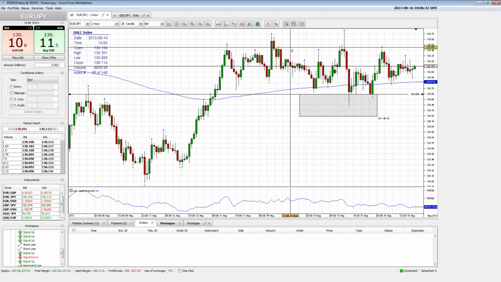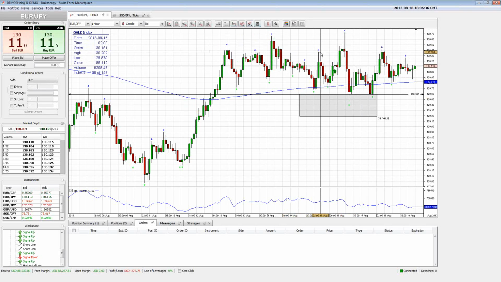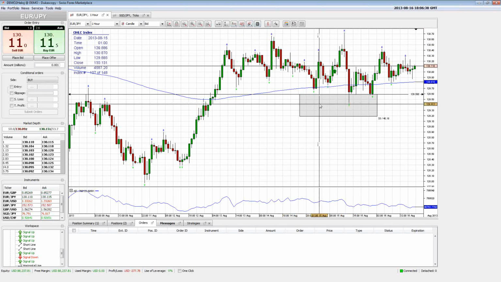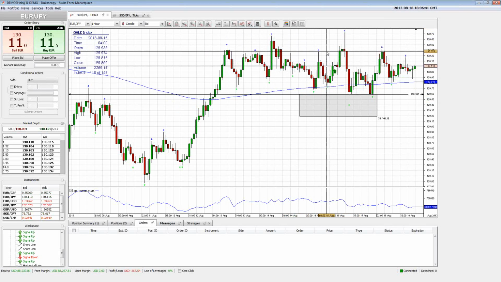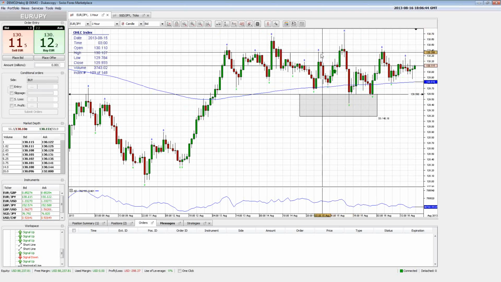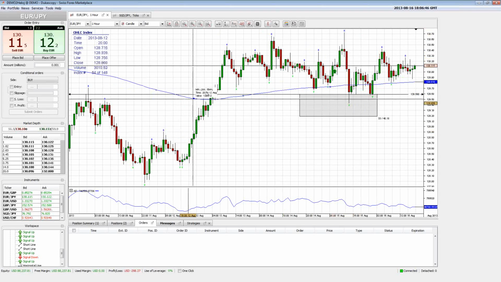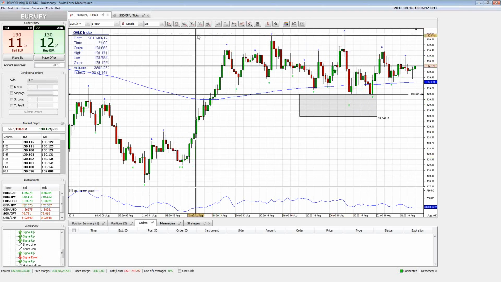But it's really important that you understand that just because you see a fractal or a swing high or a swing low on the chart, that does not mean the market is going to react to that level as strong resistance or strong support. Here's another example right over here.